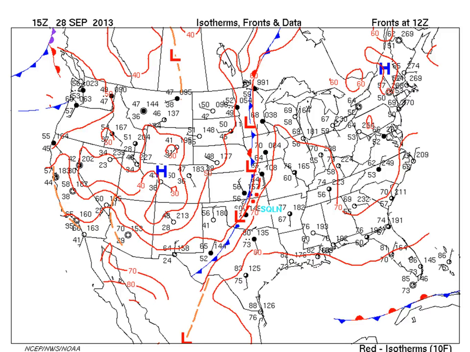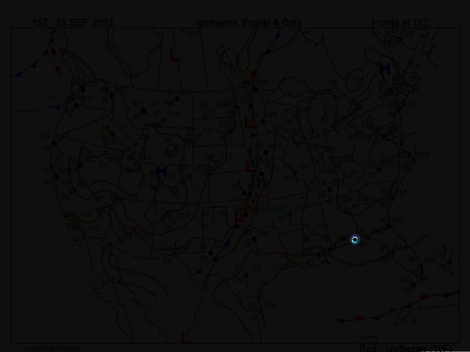Now this is a picture taken at 15Z this morning, September 28th, when that strong cold front was approaching the Kansas City area. So you can see the isotherms on this side in the 70s, the isotherms on the other side in the 50s and in the 60s. It's a very strong cold front that's moving through, and we'll look at that in just a little bit.